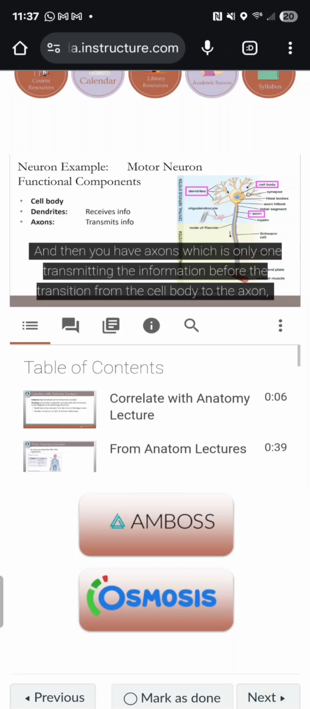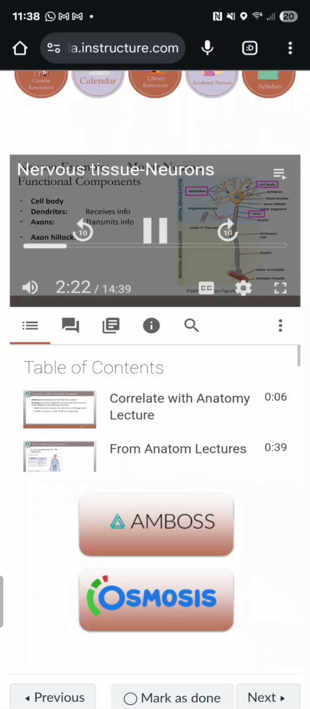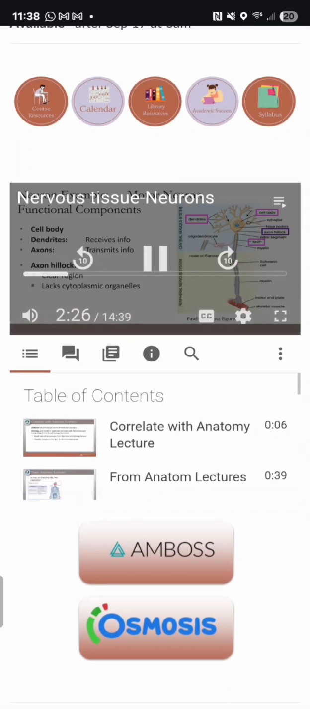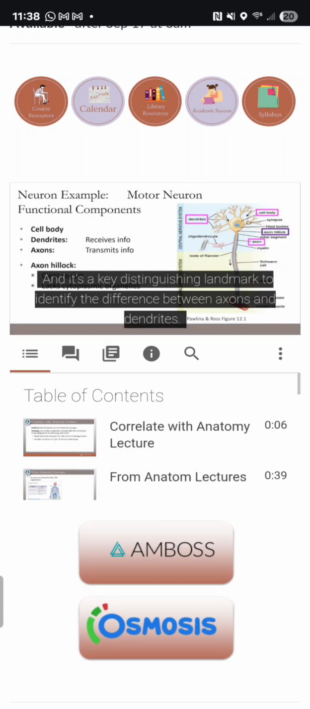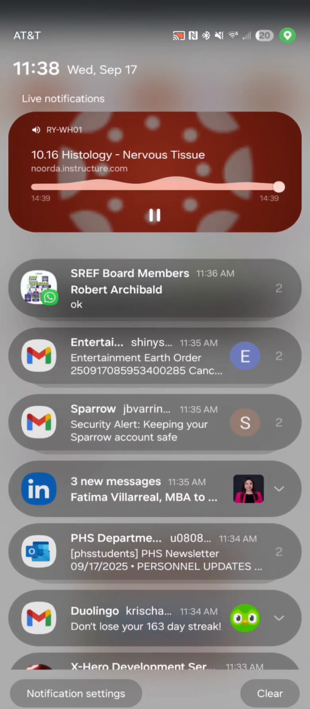Before the transition from the cell body to the axon, you have this axon hillock, which is a clear region in the cell body, which lacks any cytoplasmic organelles, and it's a key distinguishing landmark to identify the difference between axons and dendrites. Figures and diagrams already. Now let's focus on the histology. Here are some examples of light microscopy images at various magnifications.